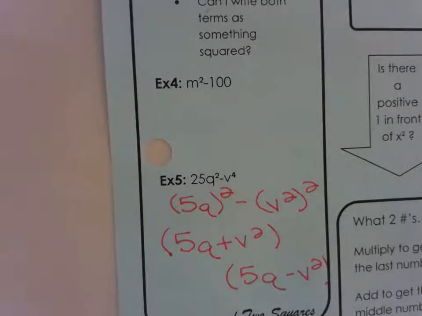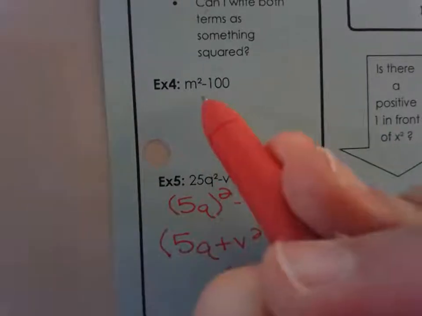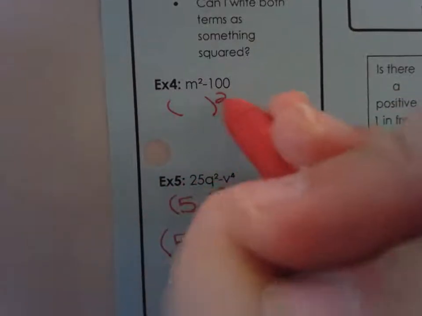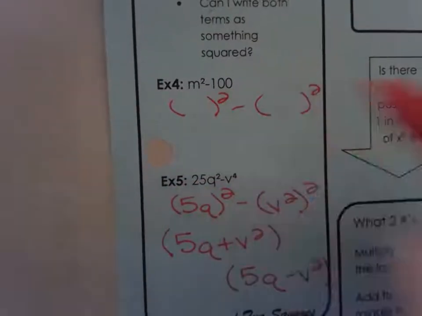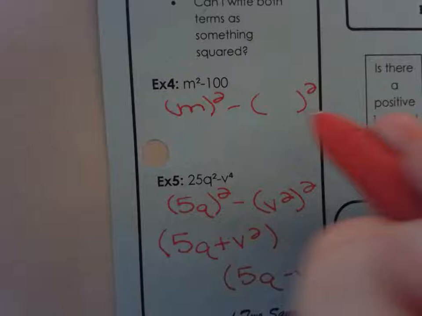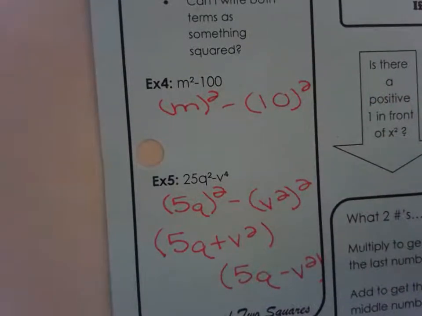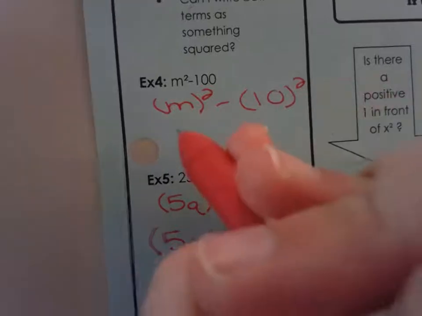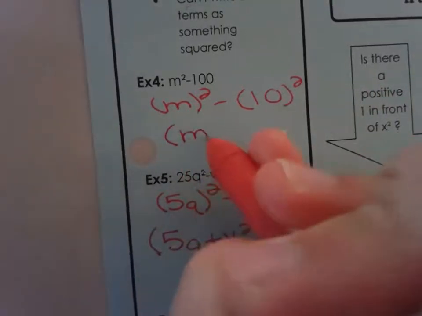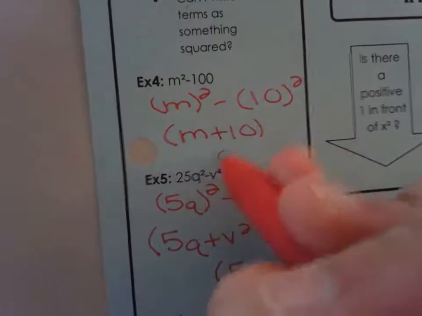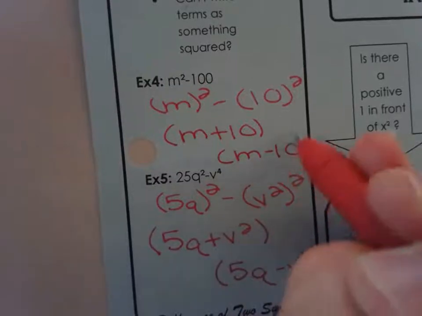M squared minus 100. GCF? Nope. There's a difference. There's two terms. Difference. Can I write each as something squared? What squared gives me m squared? 10. What squared gives me 100? 10. This is not factored because it has to be something times something. So my final answer is m plus 10, m minus 10. It doesn't matter the order. Okay?